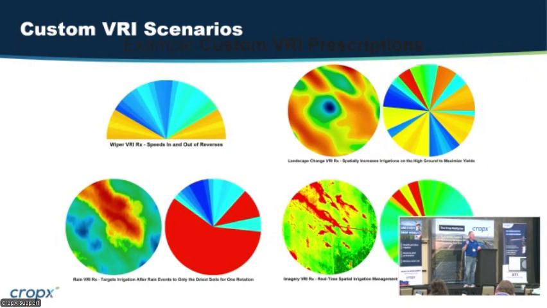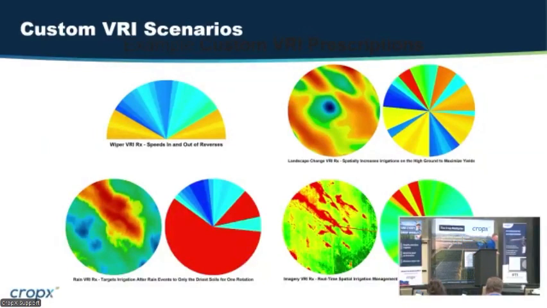We've probably hit on it before, but if you're not aware, we have a wiper feature built into the software that will simply speed up and slow down coming out at each of the corners so you don't double apply with those wiper scenarios. We have an example there of landscape changes, the topography change, creating a prescription just based on topography.